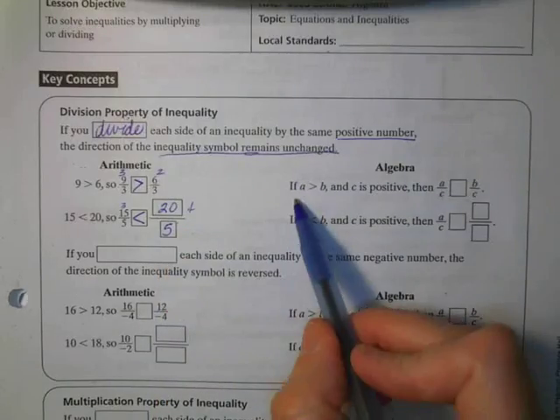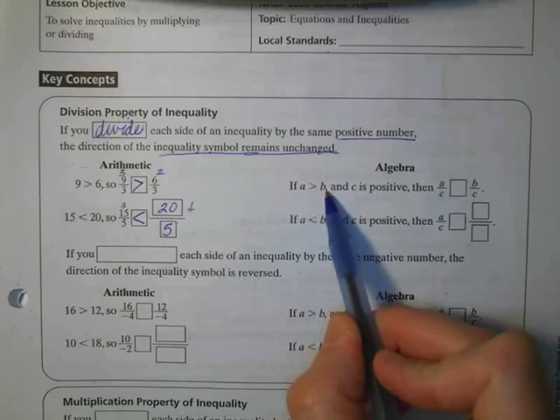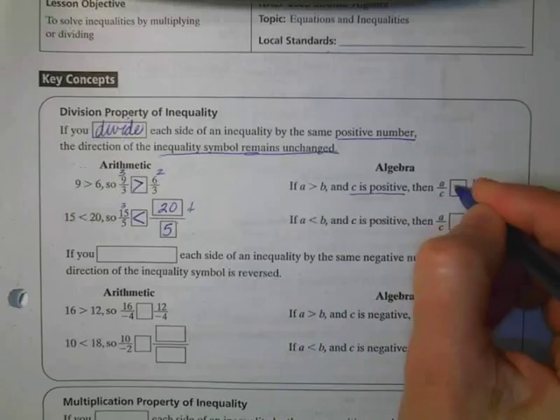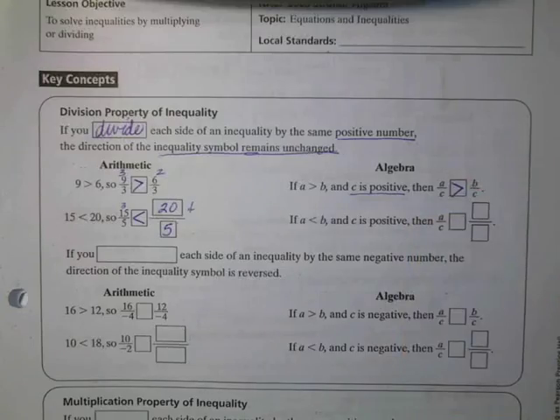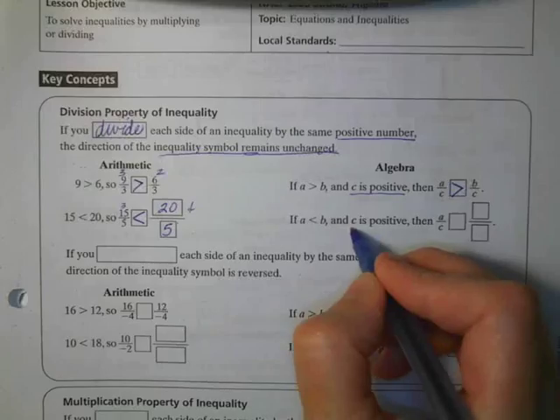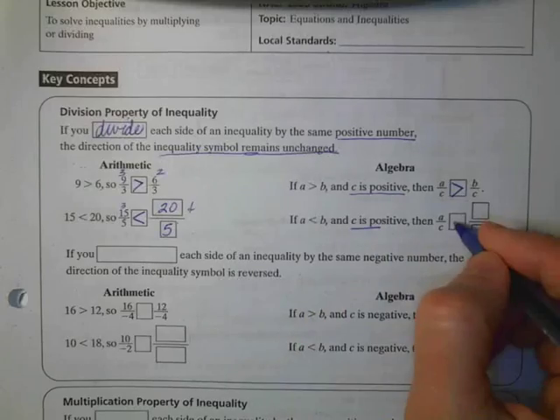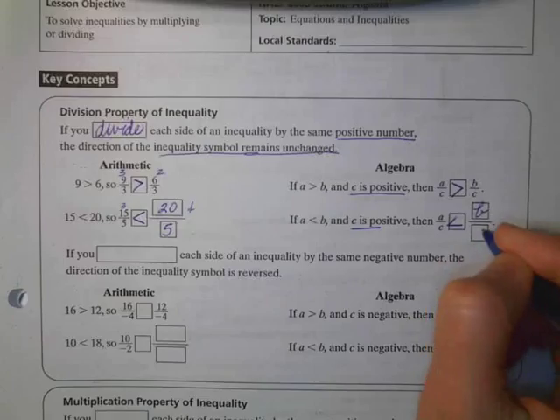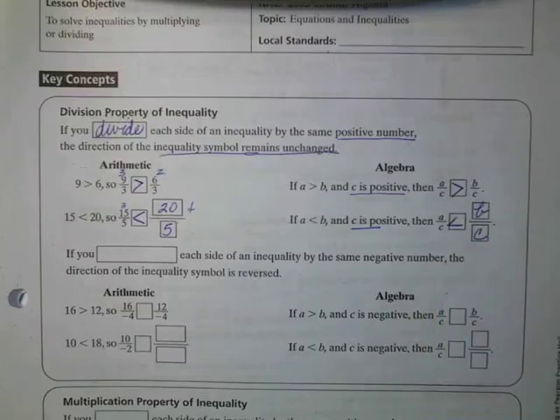So algebraically speaking, if A is greater than B and C is positive, then A divided by C is greater than B divided by C. If A is less than B and C is positive, A divided by C is less than B divided by C. So basically, when you're dividing by a positive number, you're not going to change anything.